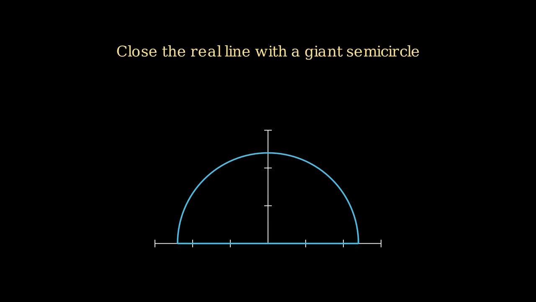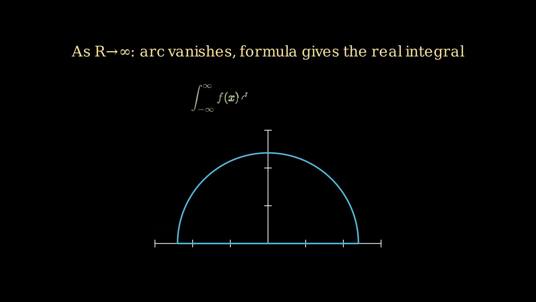Pattern to recognize: as the semicircle's radius grows without bound, the straight bottom edge becomes the entire real line integral you actually want, while the curved top arc's contribution often shrinks away to 0, which we show using the ML inequality. Applying the residue theorem to the whole closed semicircle and subtracting off the vanishing arc leaves just the real line integral, equal to 2 pi i times the sum of the residues in the upper half plane.